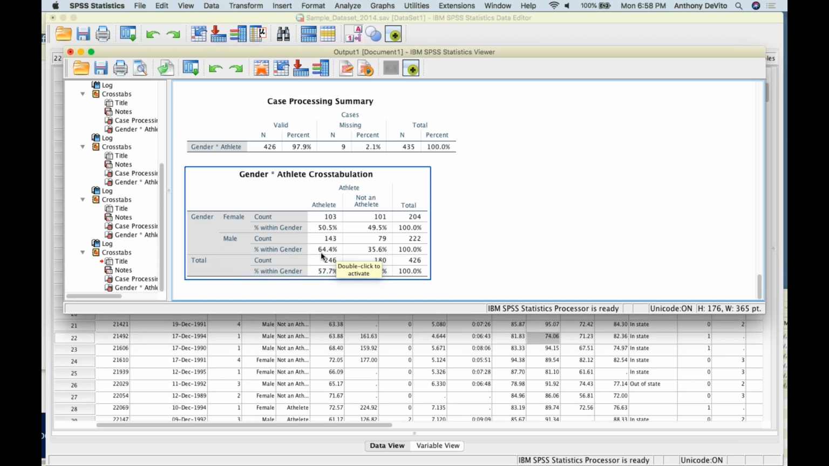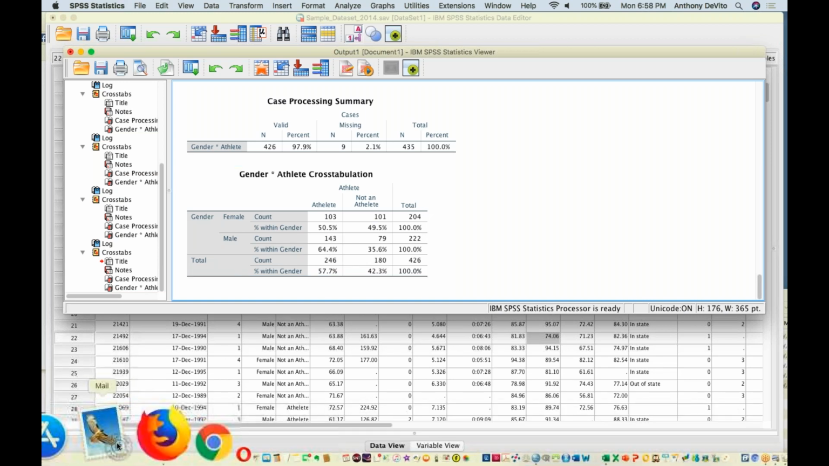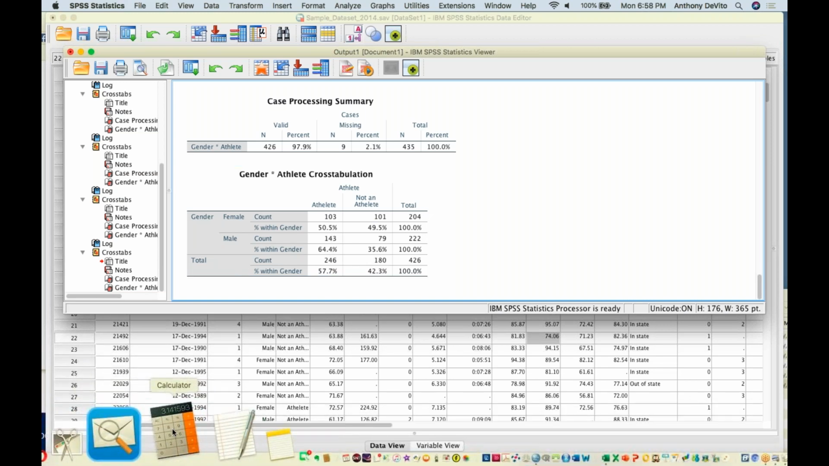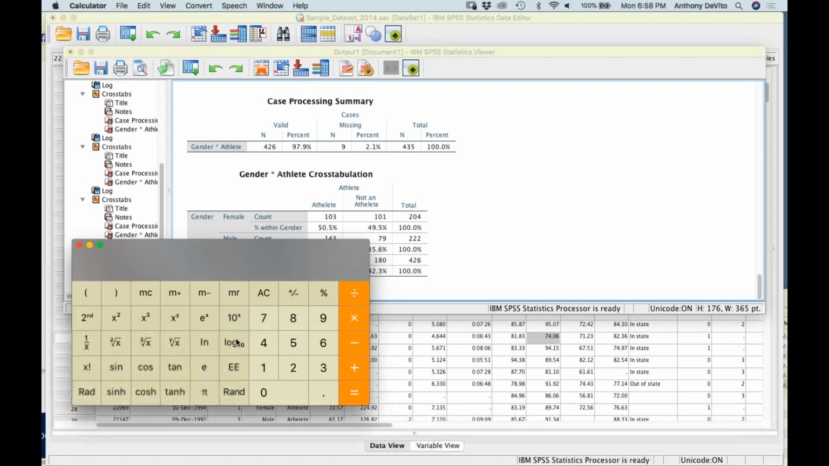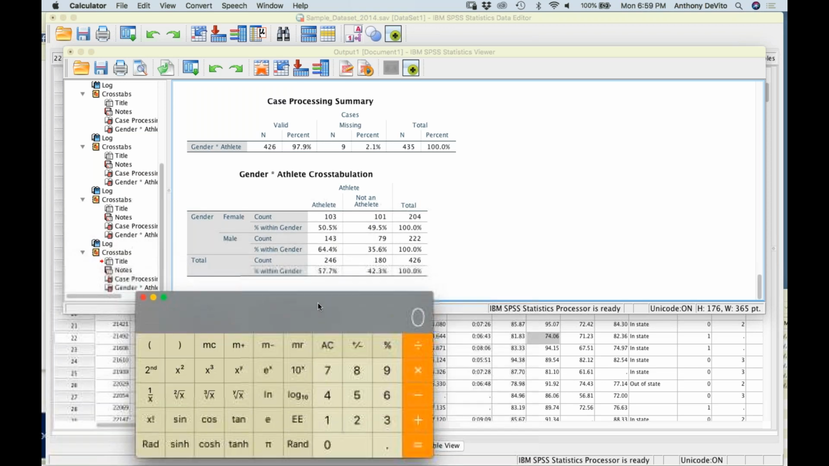So the relative rate, maybe in this case a better term than relative risk, is 50% over 64%. And what does that come out to? Well, I'm going to do this just now because it'll come up later on. 50.4% divided by 64.4%. My relative rate is 78%, 78.78.